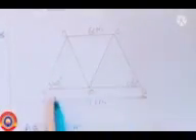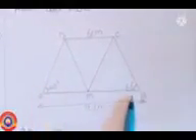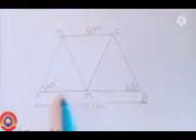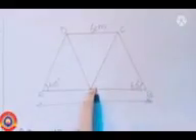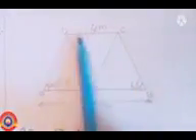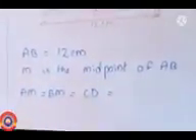Here AB is 12 centimeters, which is given, and M is the midpoint of AB. So we can say that AM is equal to BM because M is the midpoint, and AM is equal to BM, which is equal to CD. These three sides are 6 centimeters long. That is, AM is equal to BM is equal to CD is equal to 6 centimeters.